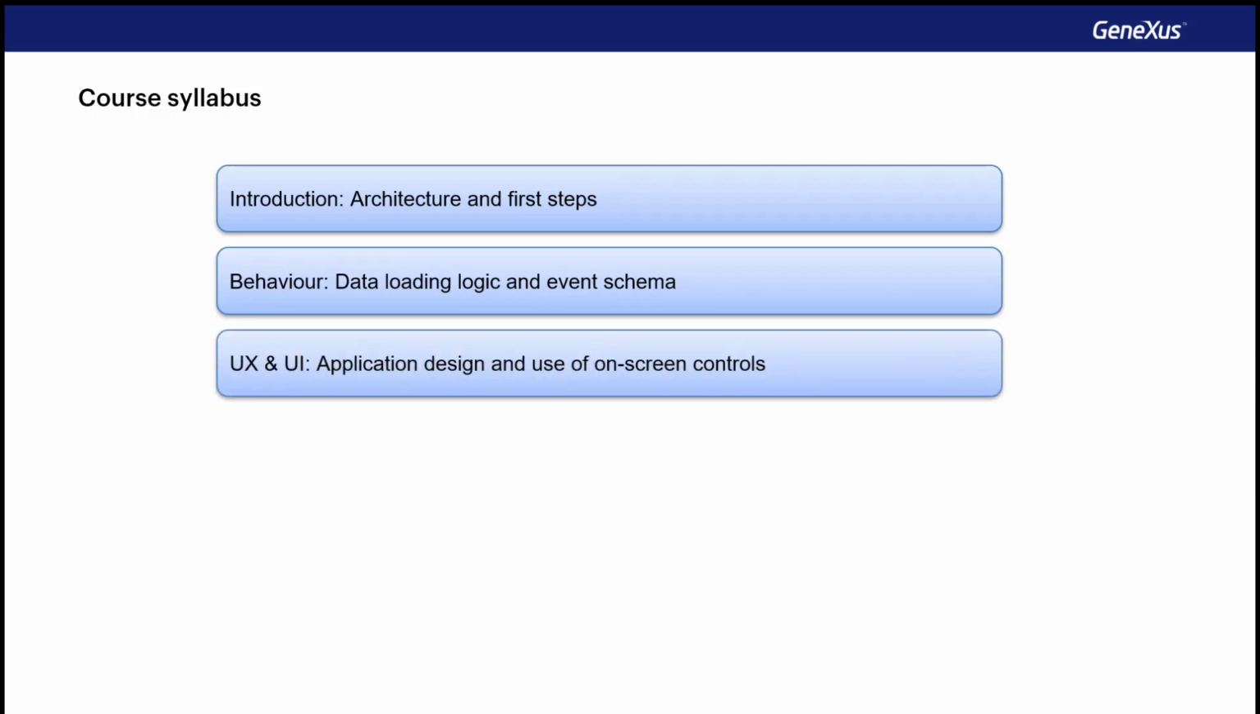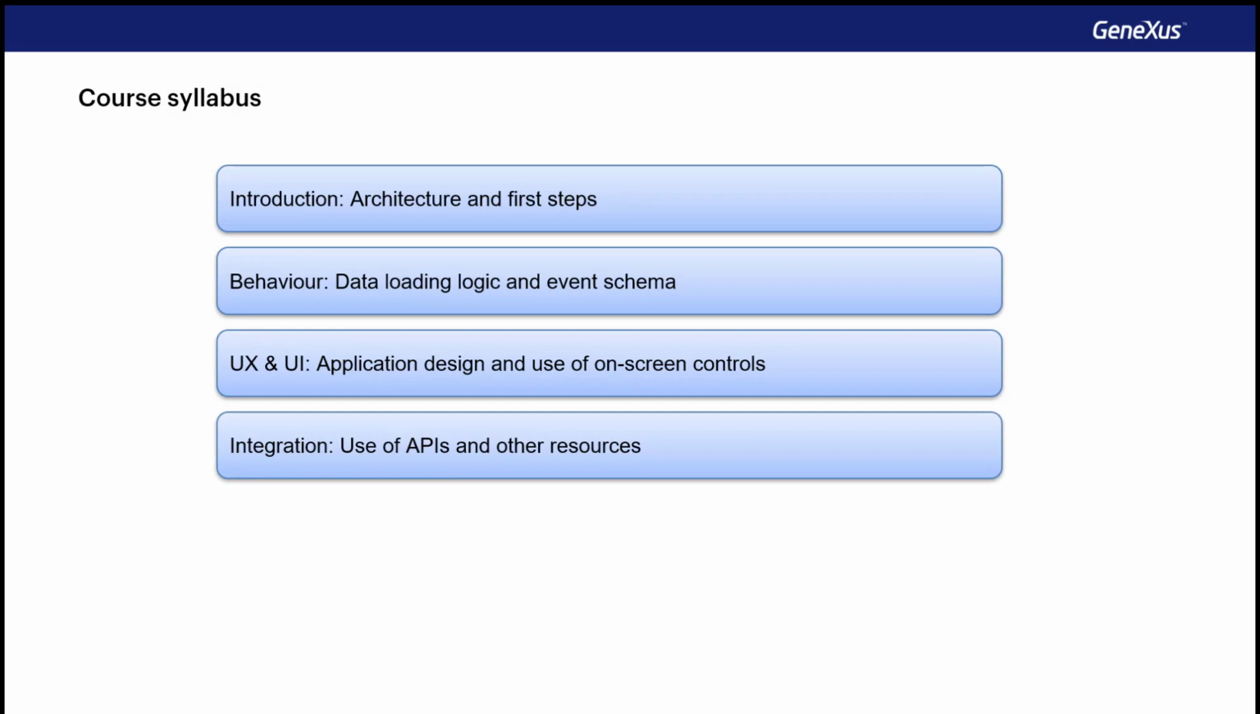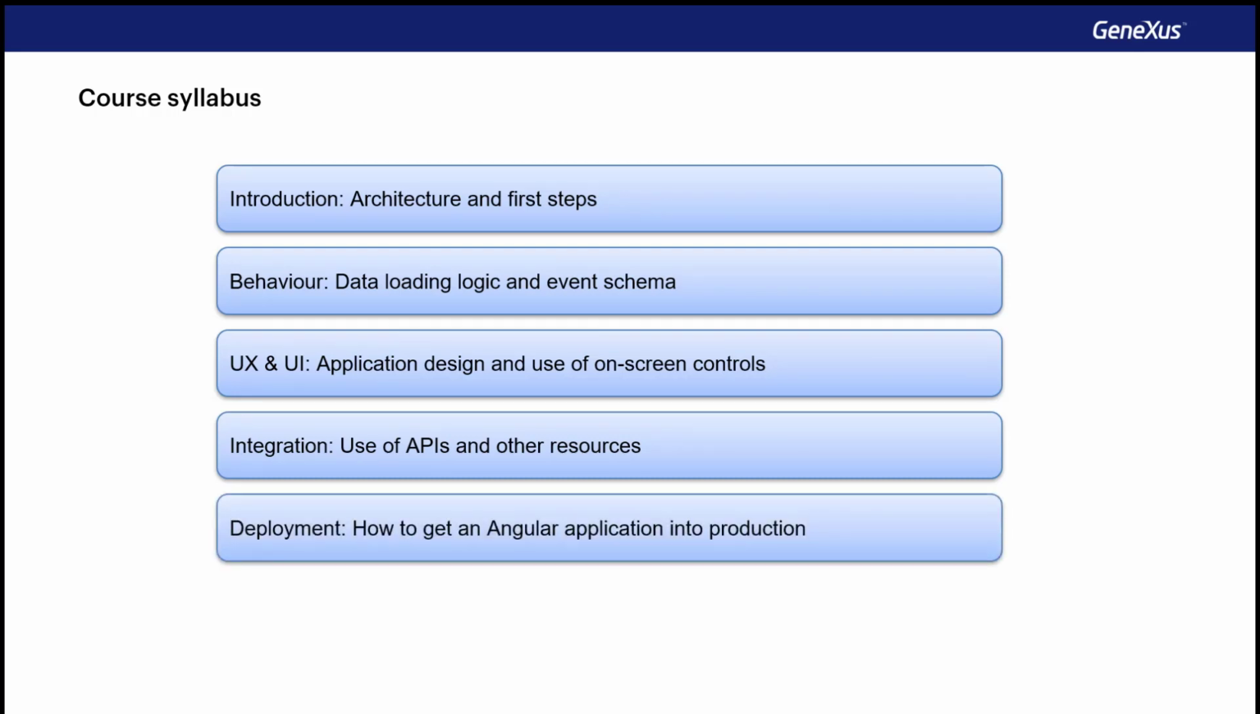To achieve the best user experience and user interface, we'll study the design aspects and use of various on-screen controls, as well as how to make searches, apply commands, and transition effects. We'll also see how to import a design system created by a designer into our application in GeneXus. Then we'll see how to integrate functionalities through various APIs and other available resources. In addition, we'll learn how to deploy an Angular application.